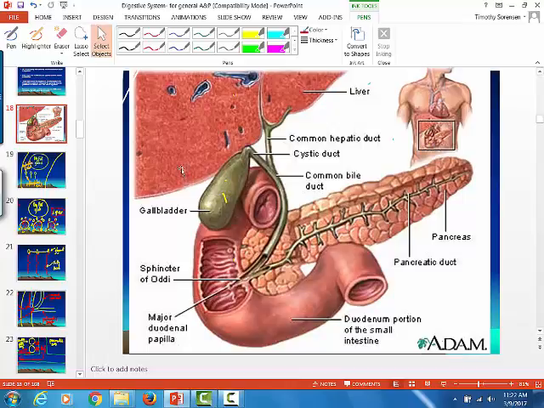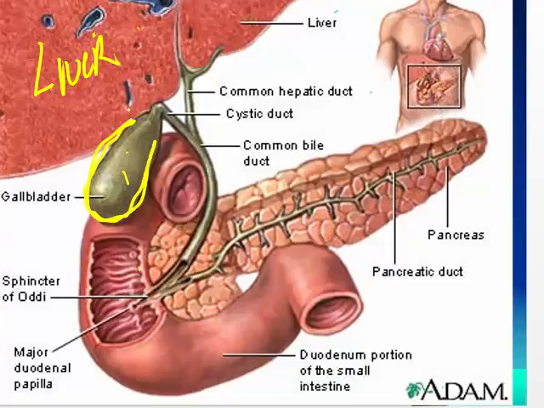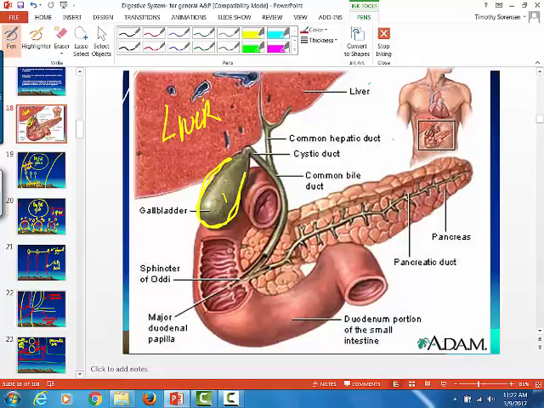These are the three accessory organs of digestion that are intimately involved in digestion. One, the liver. Two, the gallbladder. What's the definition of a bladder? A hollow muscular organ. So what's the gallbladder? A hollow muscular organ. Say yes. Okay. So now watch.